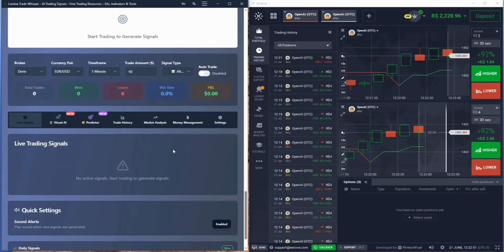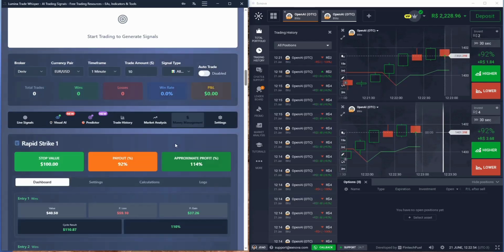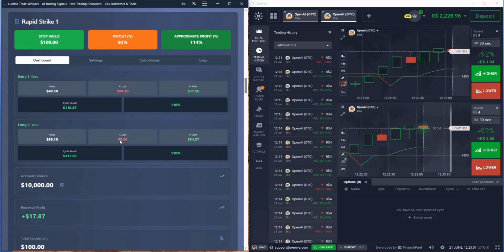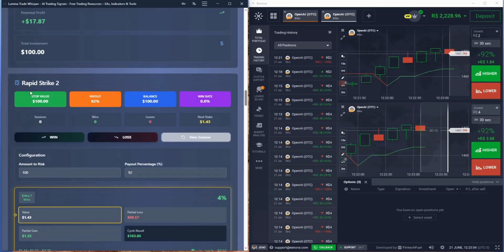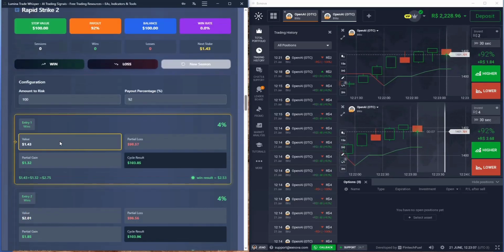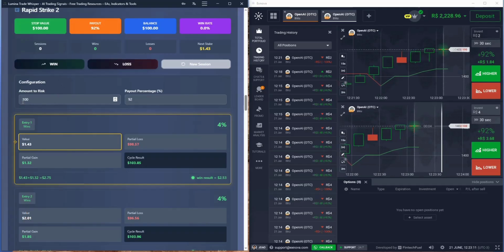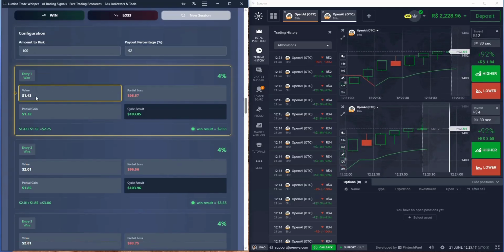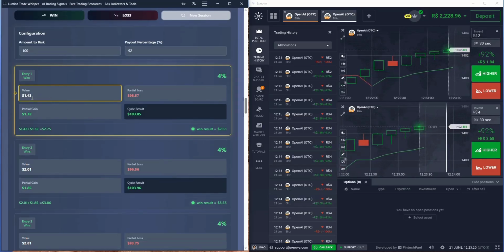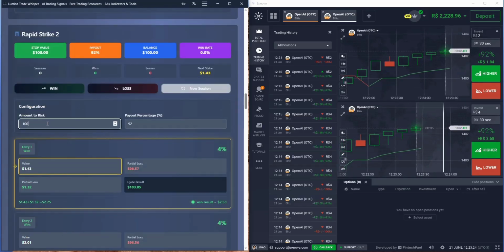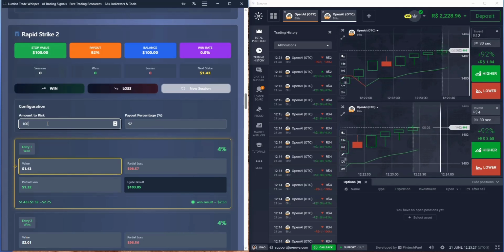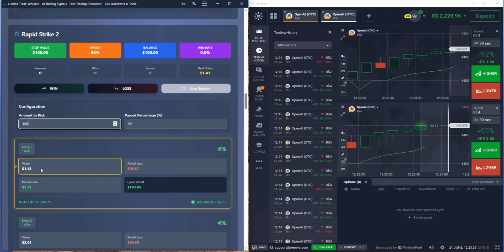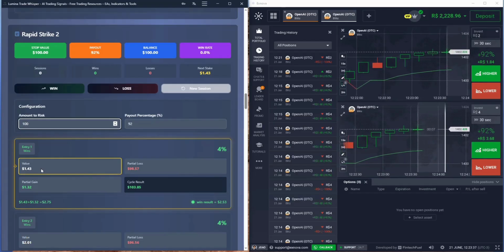If you just want our money management system, you can just subscribe for the money management system. It will give you this dashboard. Now let me go down to show you. This is the Rapid Strike tool, the money management system I'm talking about. You can see here, $100 amount and 2% payout, and you start trading with $1.43. The minimum trading amount on most brokers is $1, while on the reef, you can start with even 0.35 cent.